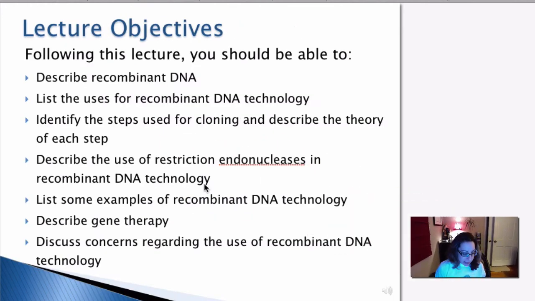Now at the end of this lecture, you should all be able to describe recombinant DNA, list the uses for recombinant DNA technology. You should be able to identify the steps used for cloning and also to describe the theory of every step in cloning. Describe the use of restriction endonucleases in recombinant DNA technology. List examples of recombinant DNA technology. Describe gene therapy and discuss any concerns that recombinant DNA technology raises.